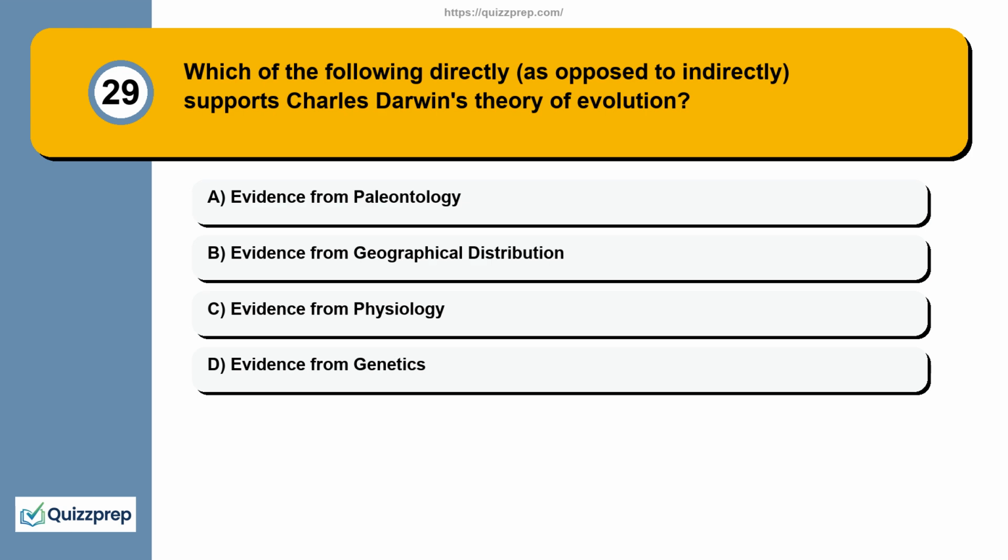Question 29. Which of the following directly, as opposed to indirectly, supports Charles Darwin's theory of evolution? Evidence from paleontology, evidence from geographical distribution, evidence from physiology, evidence from genetics.